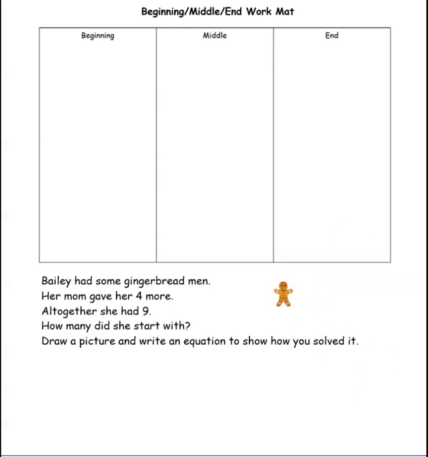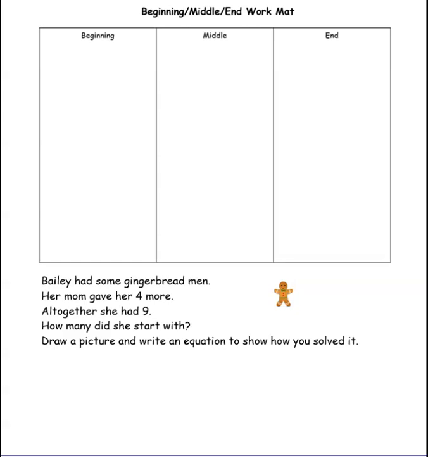Okay, so let's reread it with the numbers to make sense and understand what those numbers represent. Bailey had some gingerbread men. Her mother gave her 4 more. Altogether, she had 9. How many did she start with? Draw a picture and write an equation to show how you solved it.